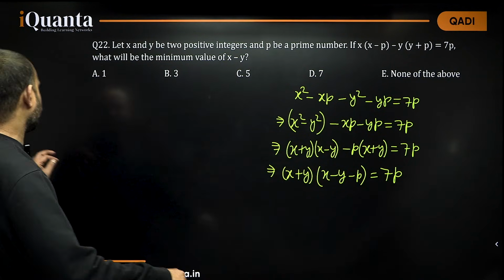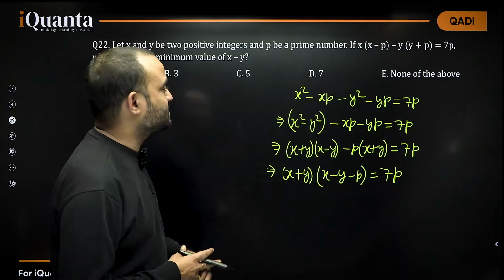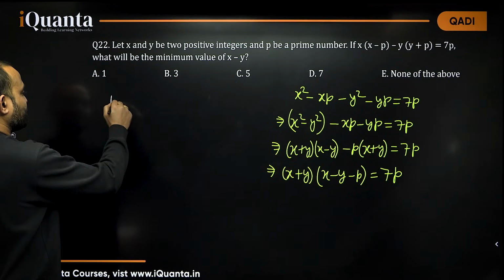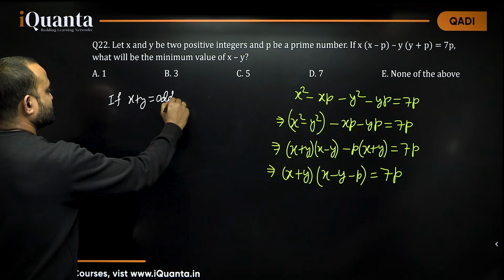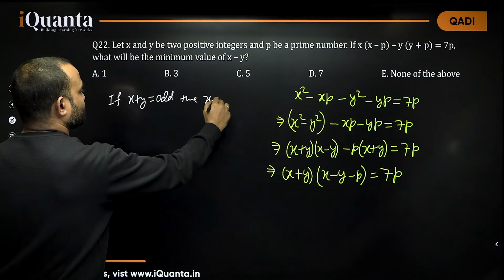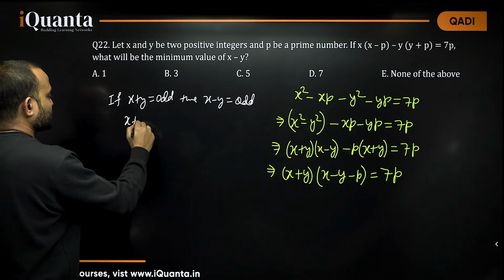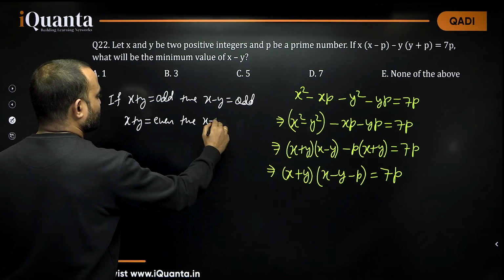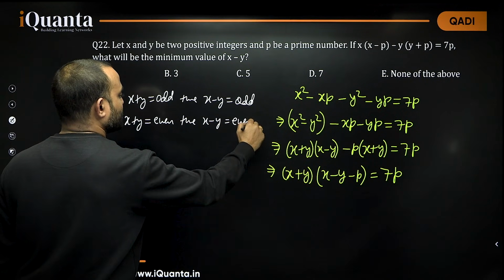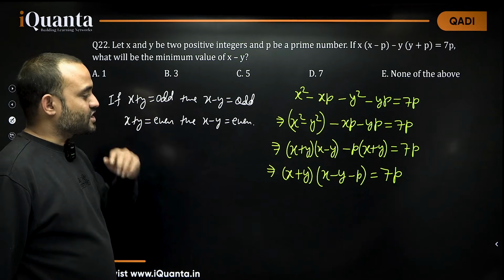Now before we proceed, we need to understand one thing. Whenever you are taking two positive numbers X and Y, if X plus Y is odd, then X minus Y will also be odd. And if X plus Y is even, then X minus Y will also be even, right? You can choose numbers and check it.